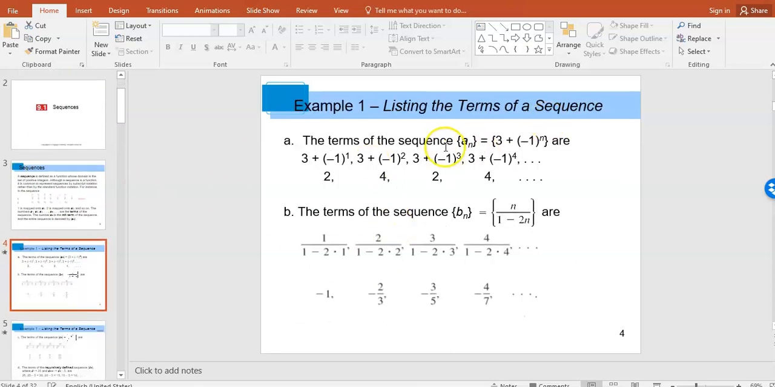So listen, the terms of a sequence. Literally, you're going to plug in the number 1, you're going to plug in the 2, you're going to plug in the 3, you're going to plug in the 4. Okay?